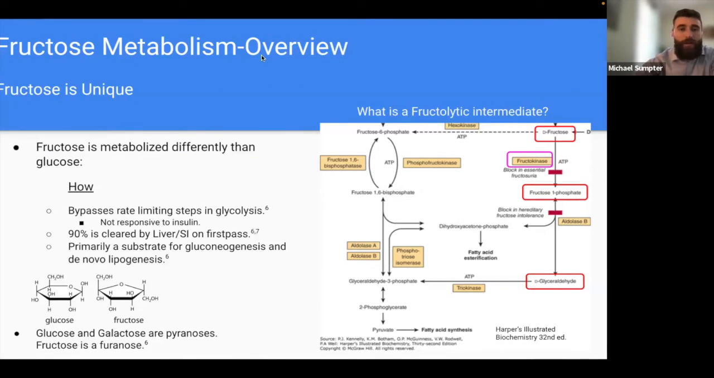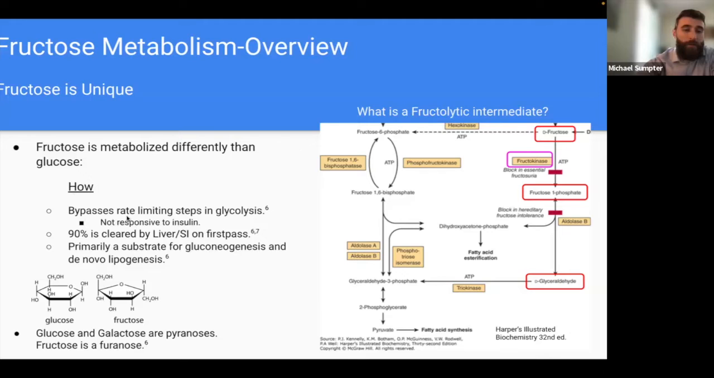And the reason I wanted to include an overview of fructose metabolism is because a lot of people are pretty familiar with glucose metabolism, especially glycolysis, but maybe people aren't as familiar with fructose metabolism, so I thought it would be good to give a quick review on it, especially since fructose is unique. So fructose is metabolized differently than glucose. And how is it metabolized differently?